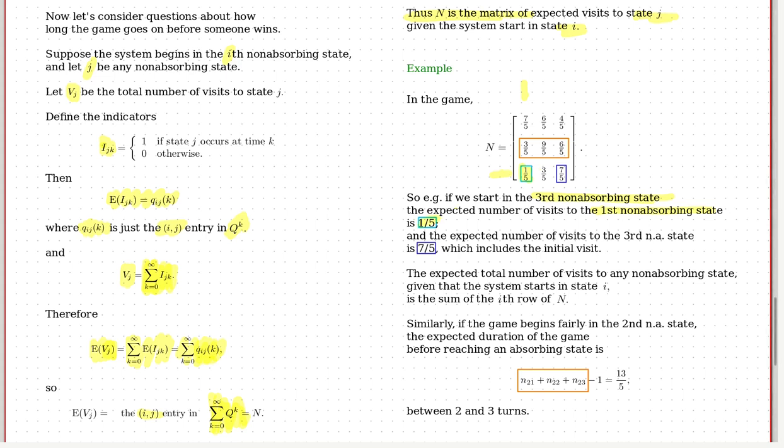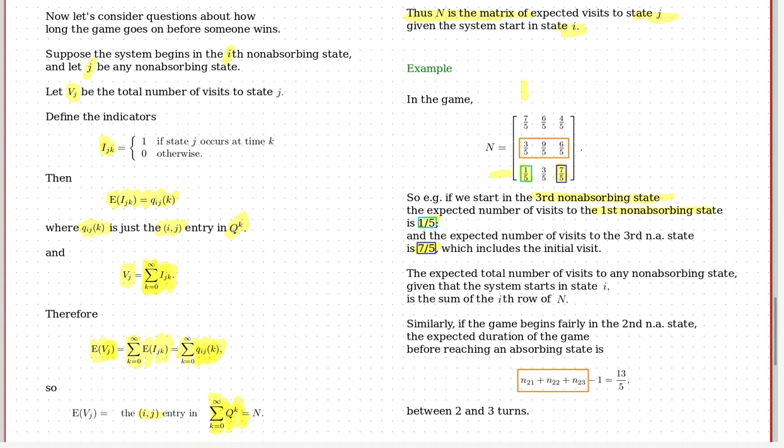Okay? So probably we're not going to visit it, but about 1/5 of the time we visit it once, something like that, right? If we ask how many visits do we make to the third non-absorbing state, again, assuming that we start in the third non-absorbing state, you would expect that to be higher because, after all, we started in the third non-absorbing state, and that's going to count as one visit, right? The initial start that we made in that state counts as one visit. So, in fact, that is significantly higher, right? It's 7/5 instead of 1/5. It's over one visit higher.